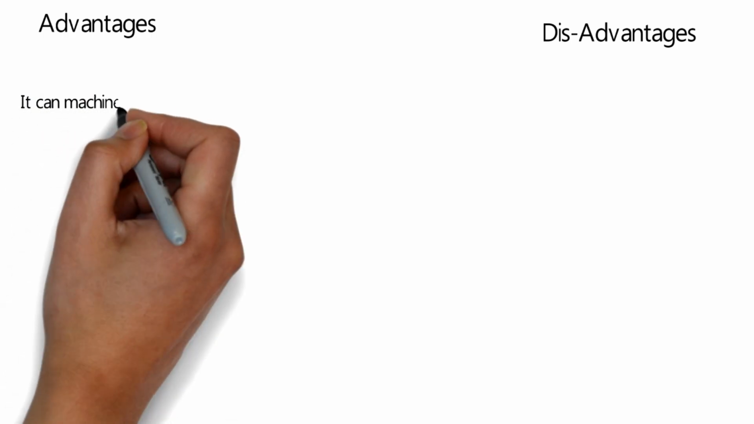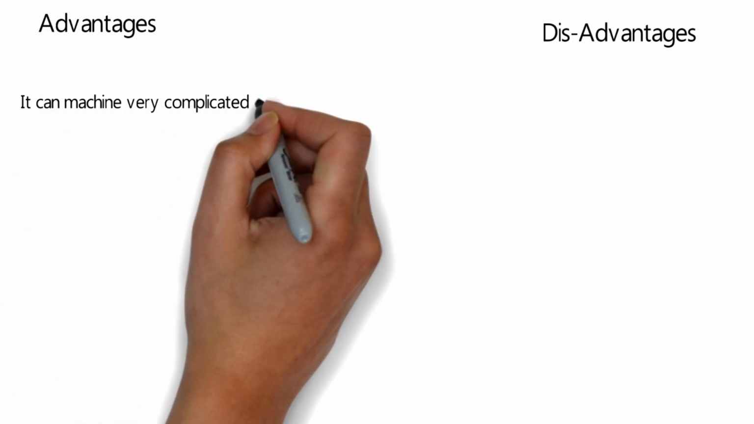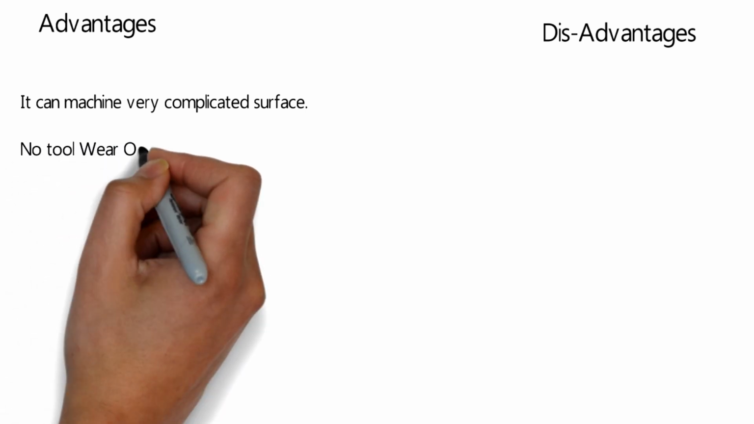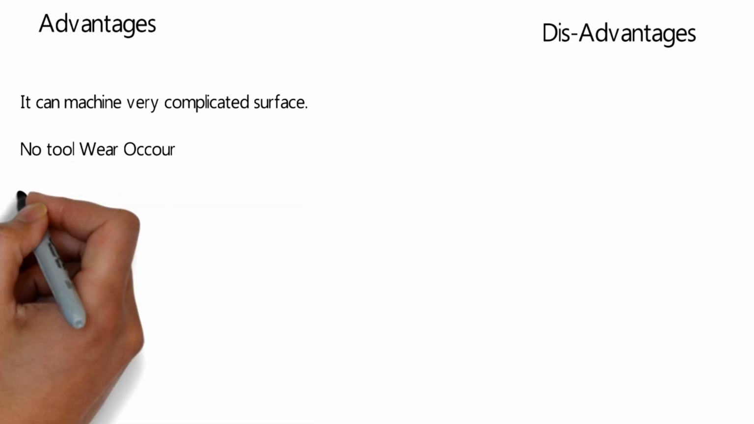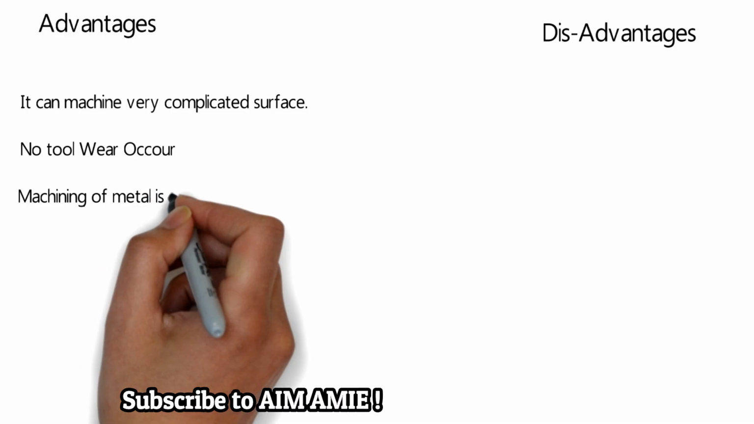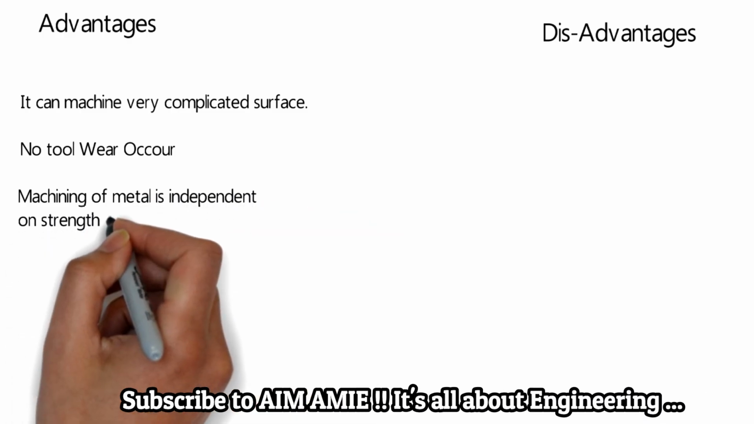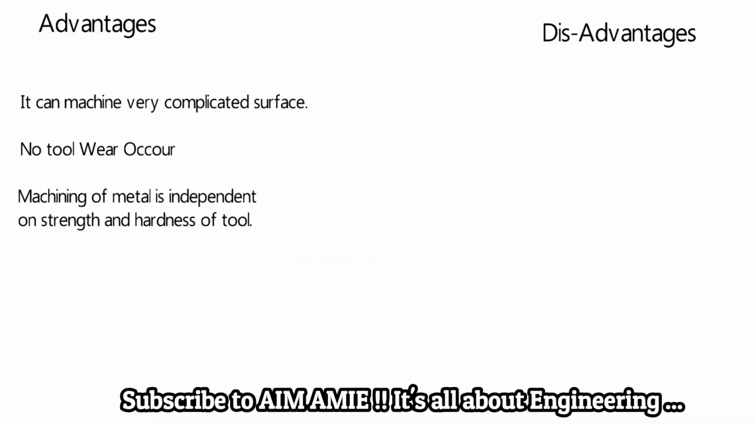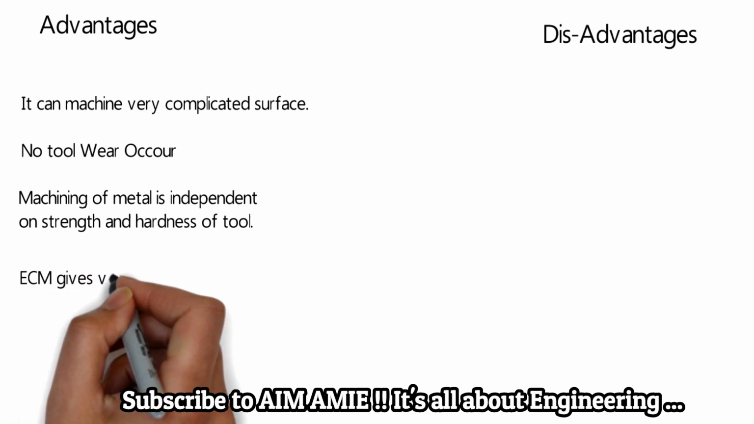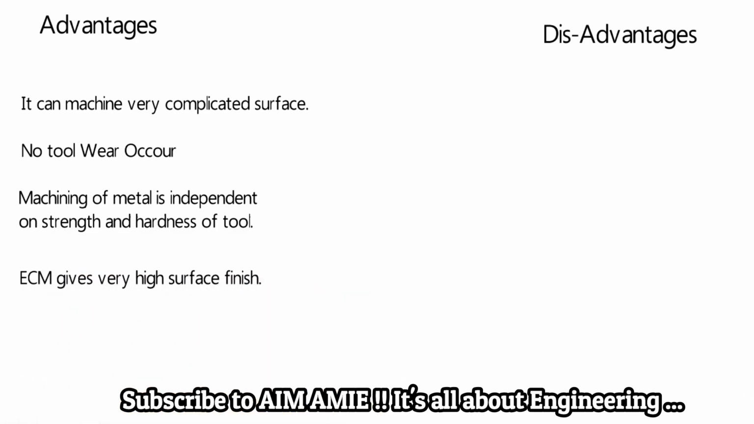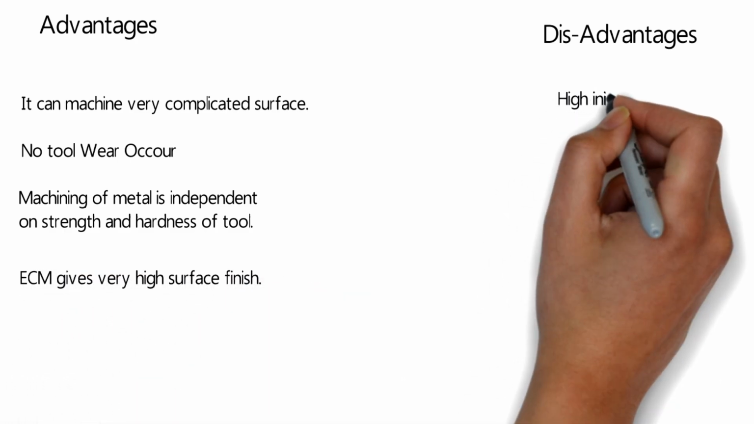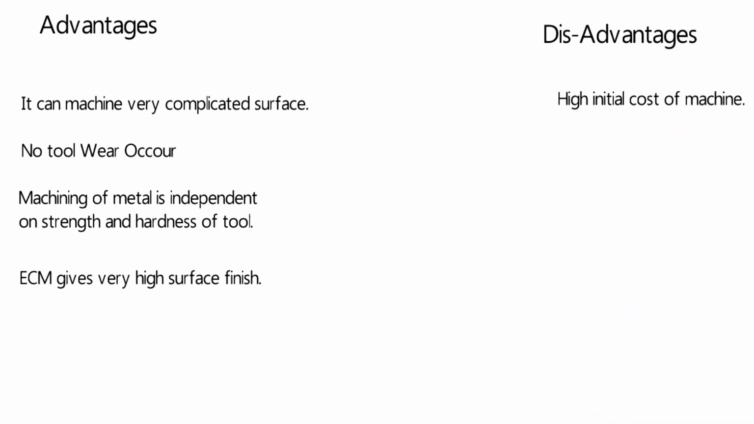Next are the advantages and disadvantages of the ECM process. It can machine very complicated shapes and surfaces. We can do machining very easily. No tool wear occurs here, because there is no direct contact between the tool and the workpiece. The machining of the metal is independent of the strength and hardness of the tool. The ECM gives a very high surface finish. Those were the advantages.